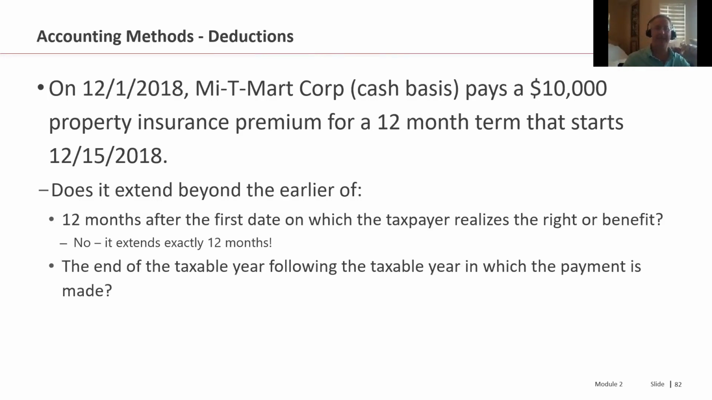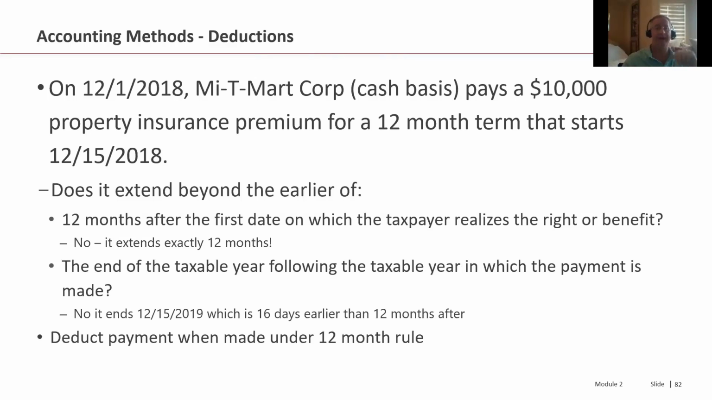Does it extend beyond the end of the taxable year following the taxable year in which the payment was made? Okay, when was the payment made? The payment was made in 2018. What's the end of the taxable year after that? Well, that's after 2019. Does the insurance policy extend beyond 2019? Well, no, it ends in 2019. As a result, I can deduct this payment under the 12-month rule.